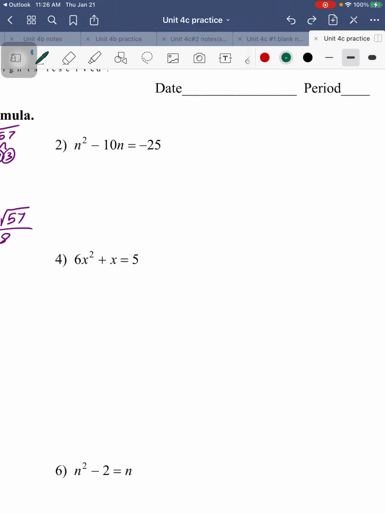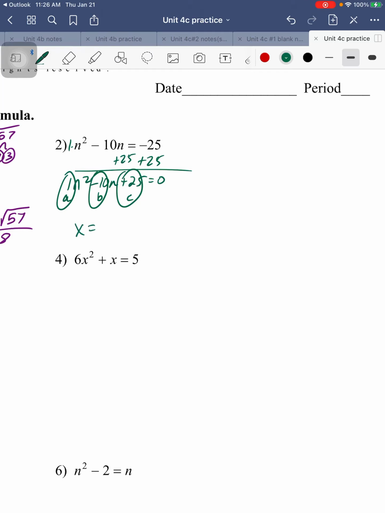Let's use green. So a is positive, so I'm going to move the c term. We have n squared minus 10n plus 25 equals 0. So now it equals 0. We have our a is 1, b is negative 10, and c is 25. So if you want to circle those, make you feel better, perfect.